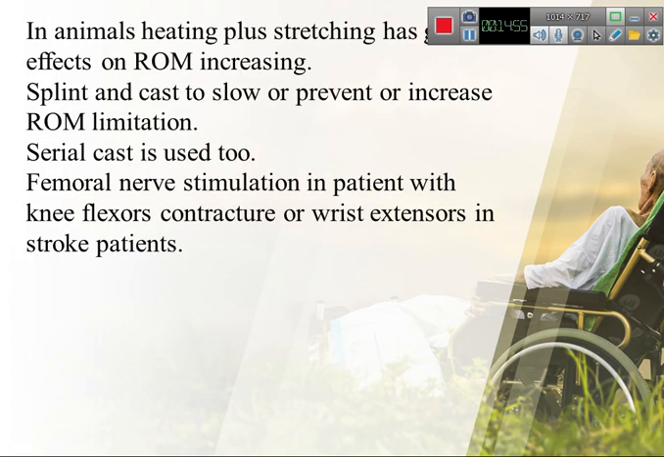In animals, it has been shown that heating plus stretching has good effects on increasing ROM. A splint and cast are used to slow or prevent loss of ROM or to increase it. And the serial cast is used too. In some studies, femoral nerve stimulation is used in patients with knee flexor contractures, or wrist extensor stimulation in stroke patients.